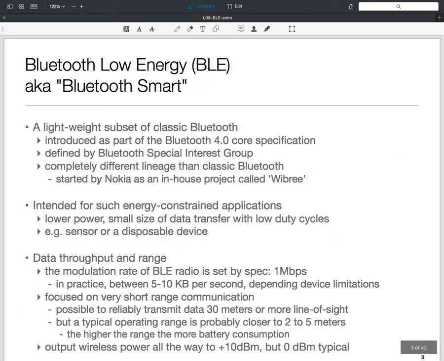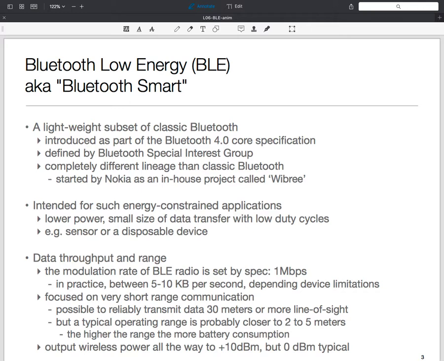So firstly, you will also hear the term Bluetooth Smart, which means the same thing as BLE. There are some trademark related issues out there, but the main thing is that this is a subset of classic Bluetooth, which came out as part of Bluetooth 4.0. Bluetooth 5 came out a few months ago, so now we are in the next generation, but hardly any product has it.